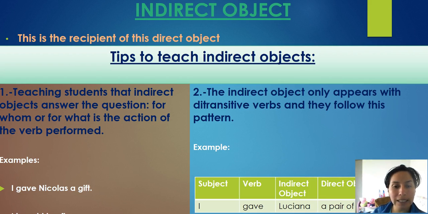Another tip is that indirect objects only appear with ditransitive verbs, so ditransitive verbs require both an indirect and a direct object, and they follow this pattern: subject, verb, indirect object, direct object. For example, I gave Luciana a pair of shoes. The indirect object is the name Luciana, and the direct object is shoes.